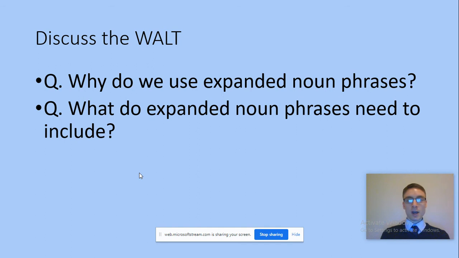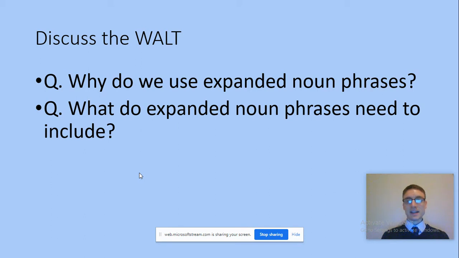Now, why do we use expanded noun phrases? The reason why we use expanded noun phrases is because they add more information to nouns, basically. So they give more description, so people have a better understanding of maybe what something looks like.